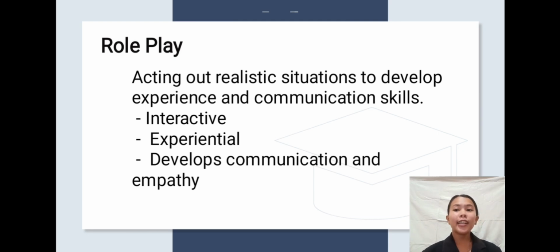So here are the key features of role play. First is interactive, second is experiential, and it develops communication and empathy.